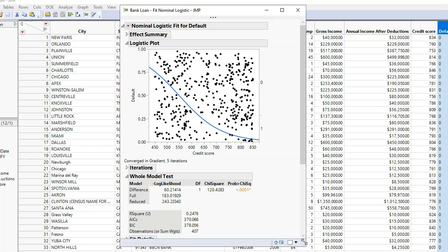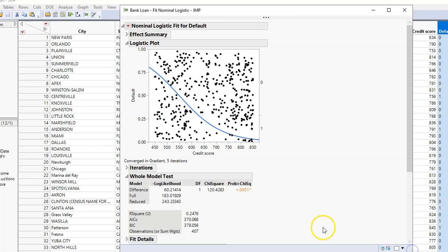Based on the model we have here, you can see that is our logistic regression based on the chi-square test, which created that line. You can see the higher the credit score, this is the probability, right? Probability of what? Probability of default. So the higher the credit score, the lower is the probability of default.